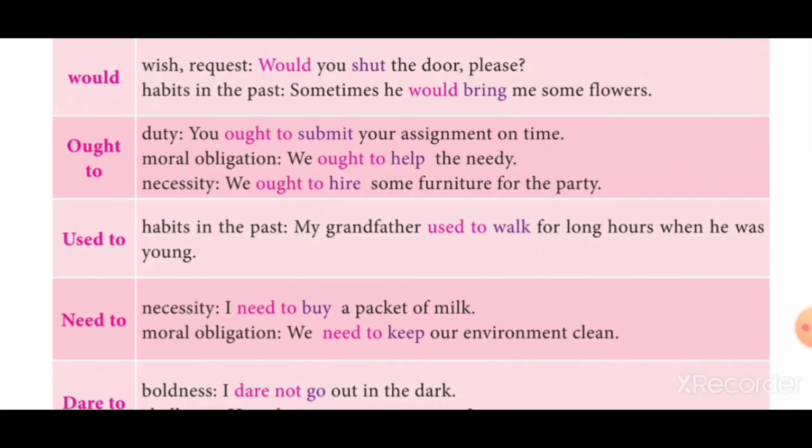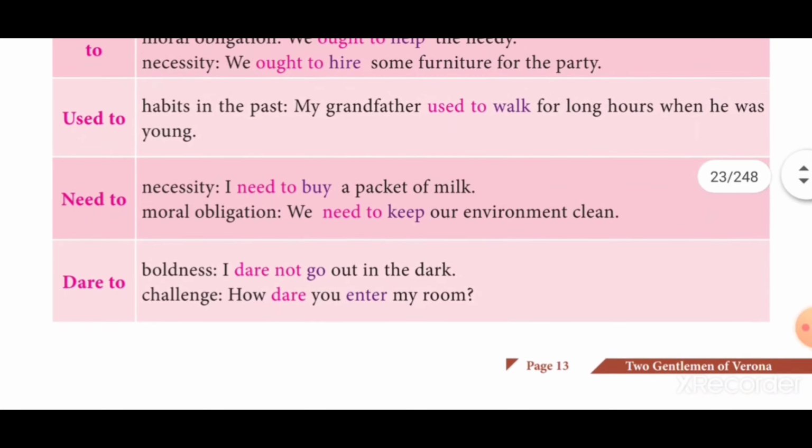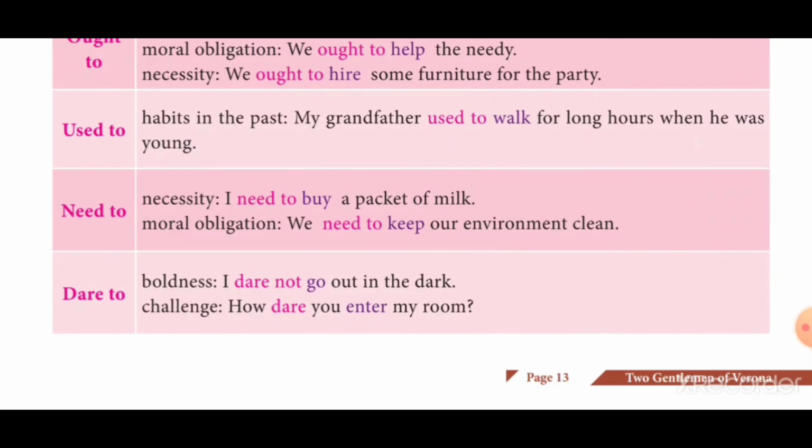My grandfather used to work for long hours when he was young. And the next one is need to. It is used to express necessity or moral obligation, and the examples are, respectively, I need to buy a packet of milk. We need to keep our environment clean.